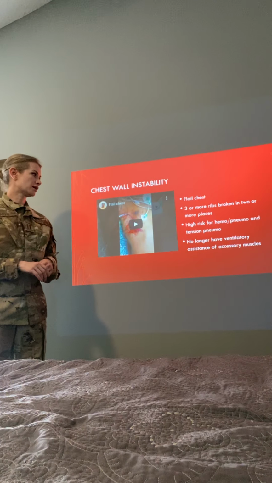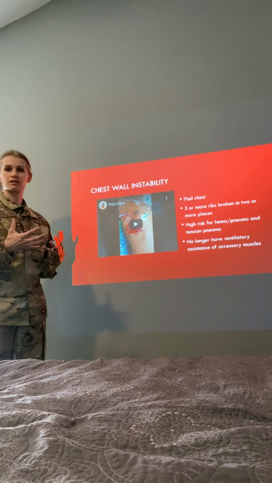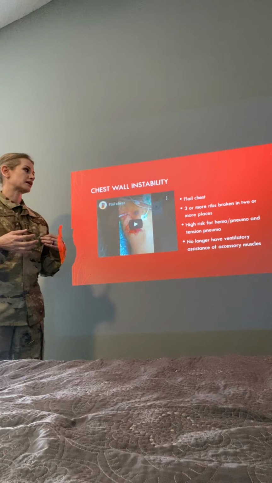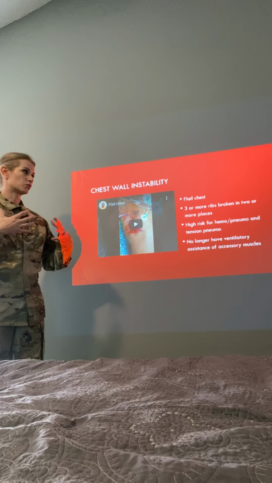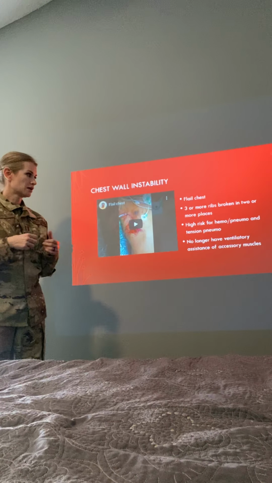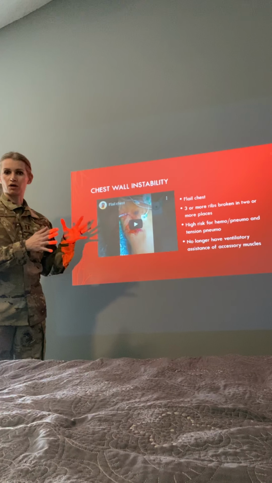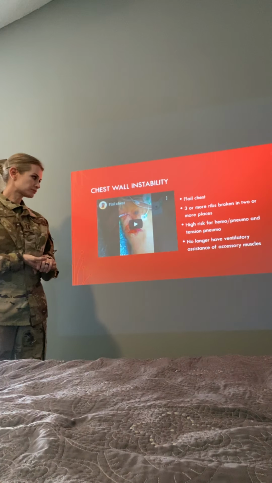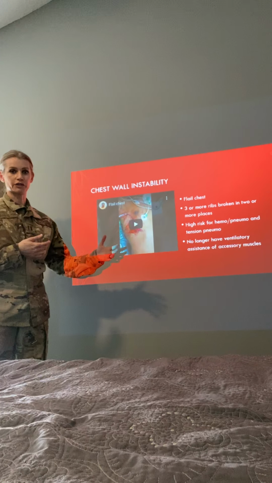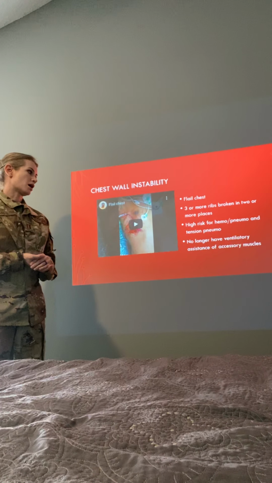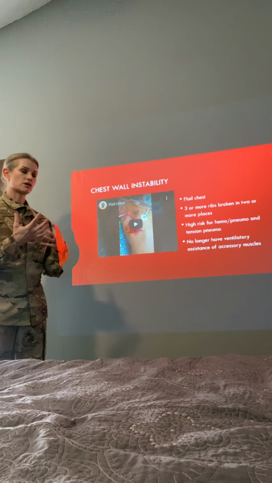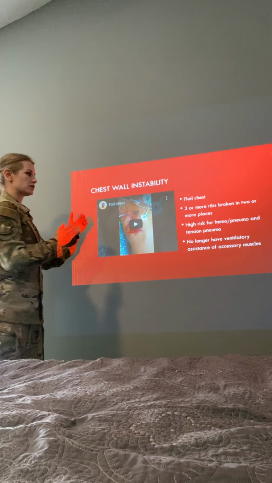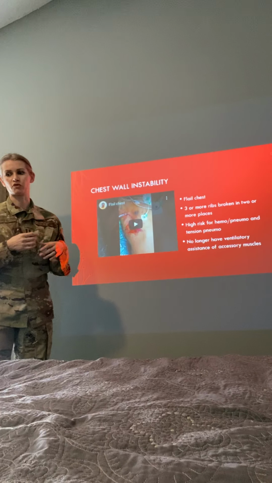So another concerning thing is chest wall instability. A flail chest is something that you can get anytime you have 3 or more ribs broken in 2 or more places. It's a high risk for a hemo-pneumo situation where you get bleeding into the chest cavity, and it can rapidly deteriorate into a tension pneumo. And you no longer have the ventilatory assistance of your accessory muscles, and so that's why you get this kind of paradoxical chest wall movement.